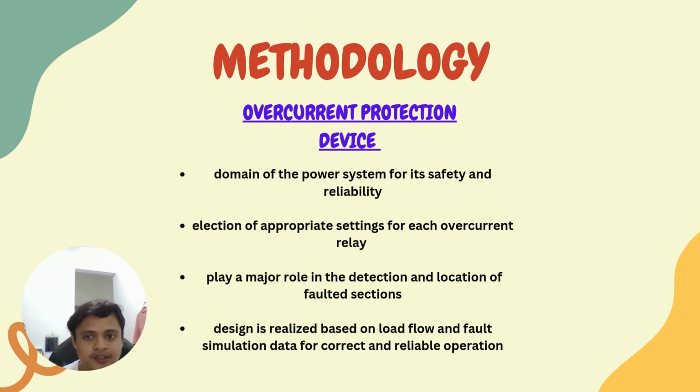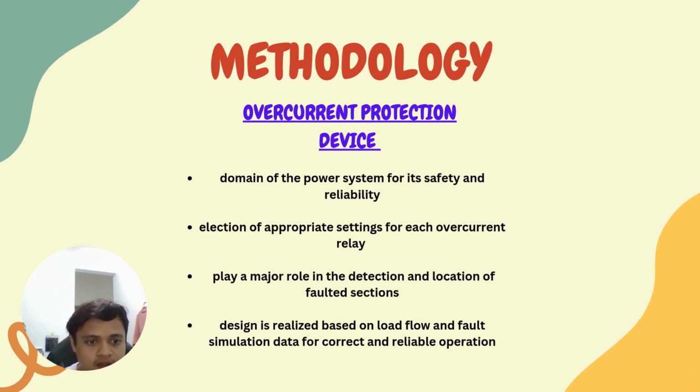In a nutshell, overcurrent protection design is realized based on load flow and fault simulation data for correct and reliable operation of the relay by carefully choosing the relay settings and good coordination in order to obtain selective protection. The design improves system reliability by isolating the section where the fault has occurred in order to minimize disruption in the healthy parts of the system, making it resilient and dependable.